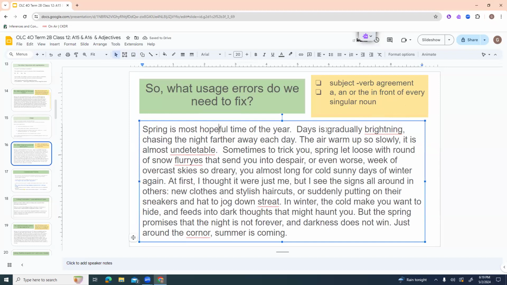"Days is," okay, I can't, because days is plural. So it shouldn't be "is," it should be "are." And I am going to fix that one just so I got it there. "Days are gradually brightening, chasing the night farther away each day."